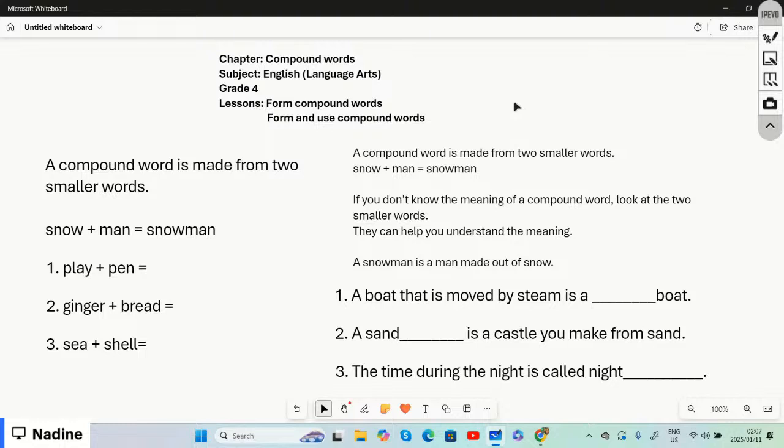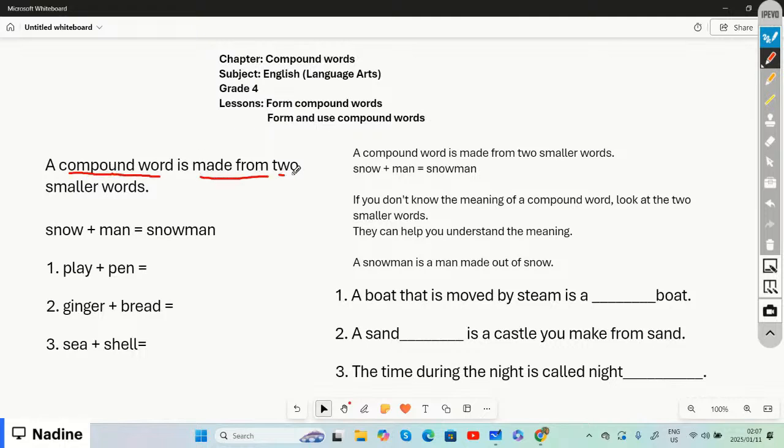So when it comes to compound words, right? Compound words are words that are made up of two smaller words. And once we, for example, join those two words, then it means that we basically get one word. You're not going to write it as two words, you're going to write it as one word.